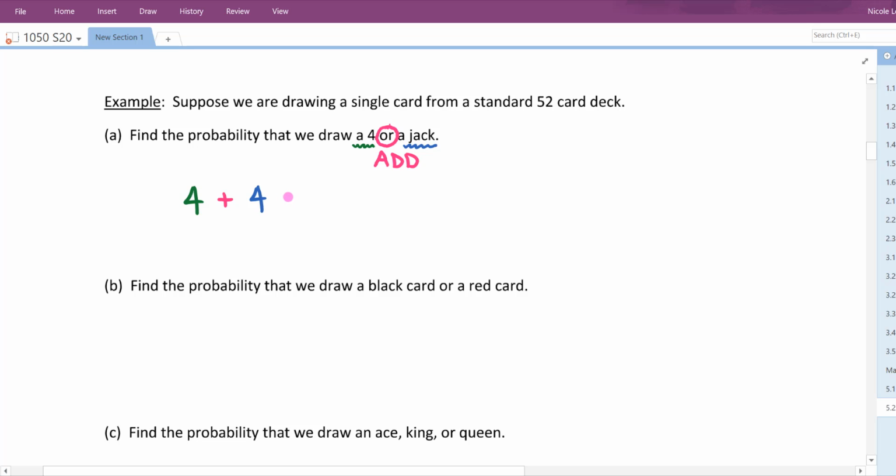Okay, so then we would just add those two together. We would get 8. Okay, and then remember, you still always, like before, have to divide by the total. And then remember, we had a total of 52 cards in the deck. So we still have to divide by our total of 52.